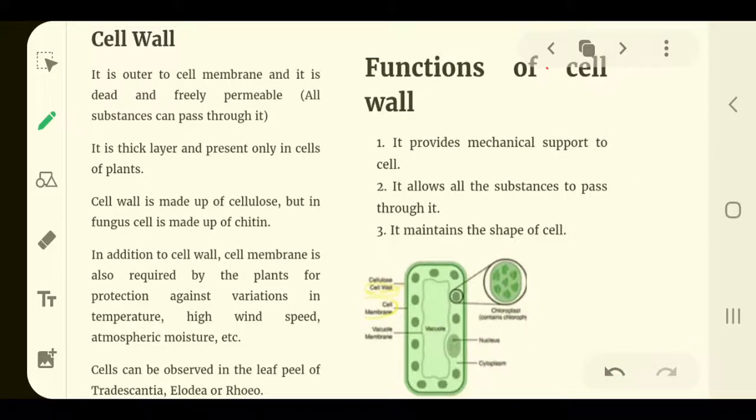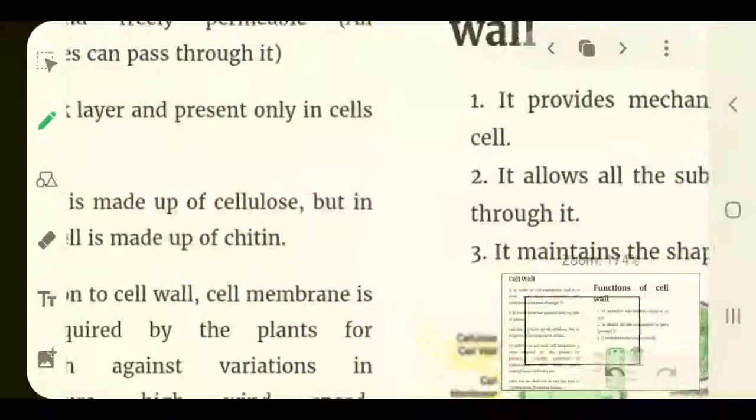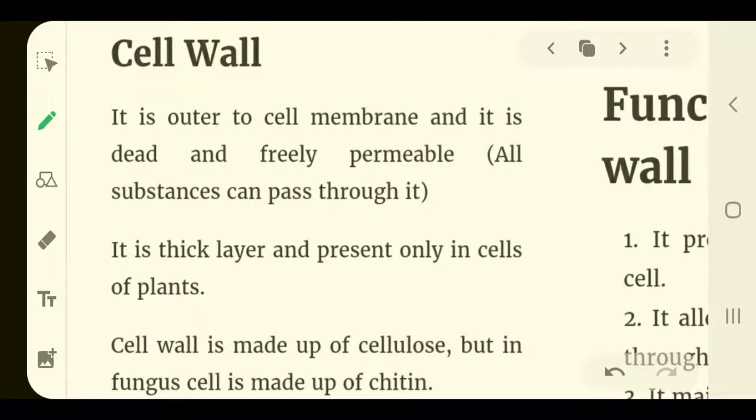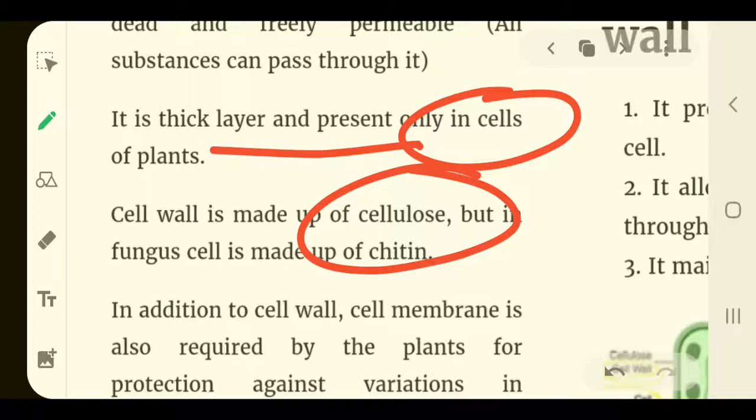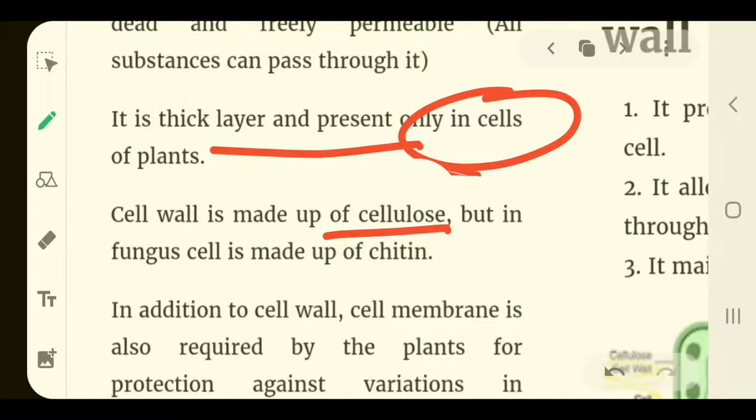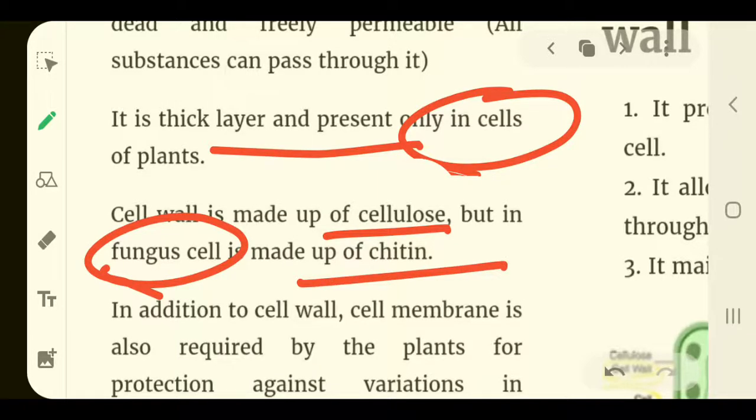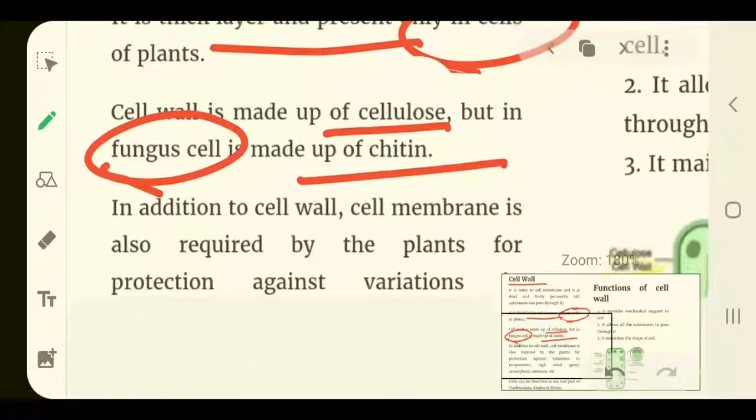Then you can see the second component in case of plants. They have an additional covering outside the cell membrane. We call it the cell wall, and it is thick, present only in plant cells, as I have told you, and it is made up of a component called cellulose. Write it down. It is made up of cellulose, but in fungi, it is made of a material called chitin. The spelling is chitin, pronounced as chitin. It is made up of that material.